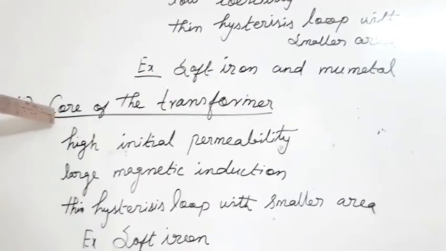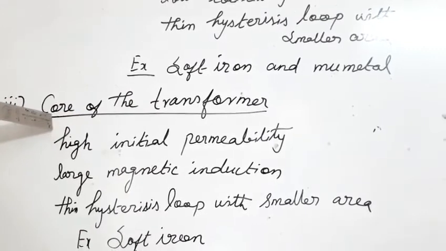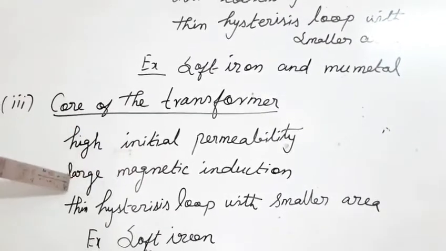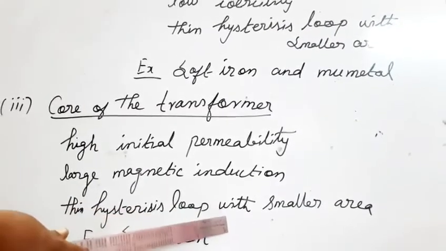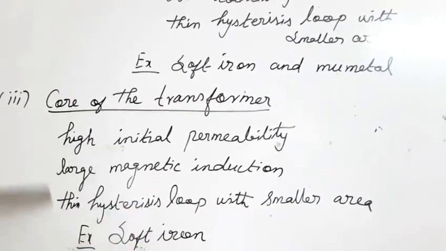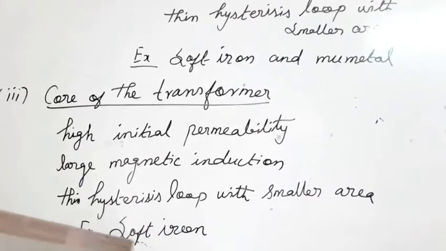And the third topic is core of the transformer. The materials with high initial permeability, large magnetic induction, and a thin hysteresis loop with smaller area are needed to design the transformer cores. Example, soft iron.